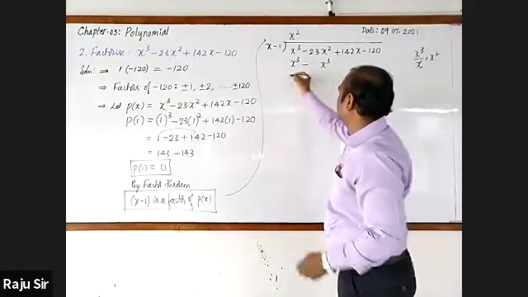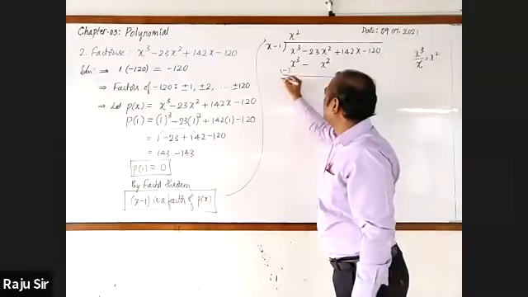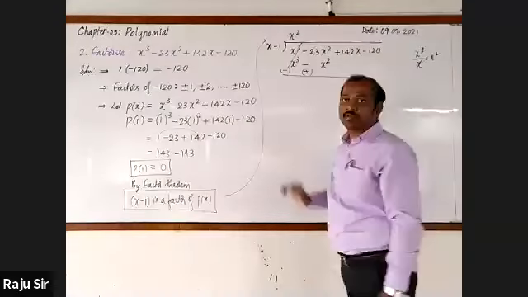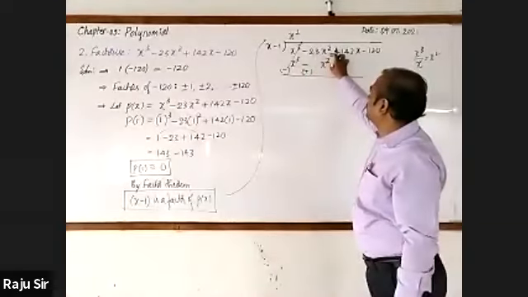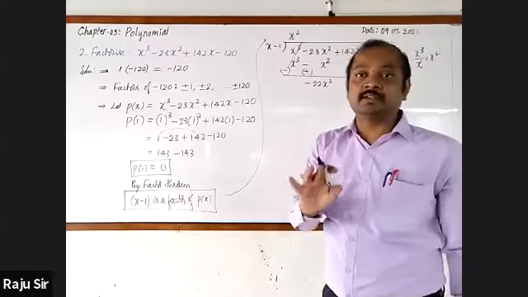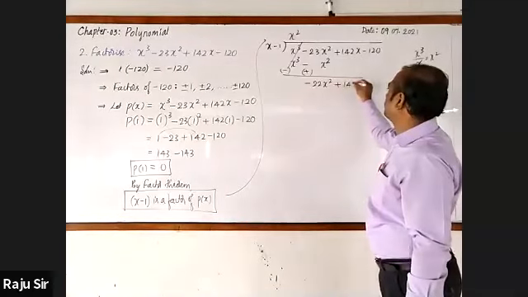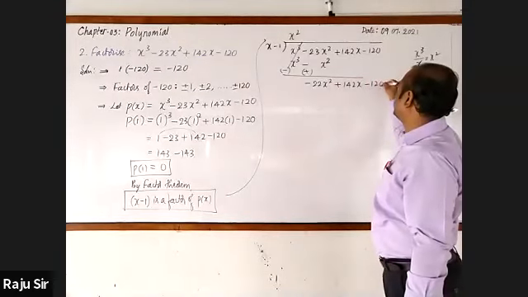Now let us go for x square. x square is there. Here it is minus and this is plus. The first term gets cancelled. Minus 23x square plus x square is minus 22x square. Plus 142x minus 120 as it is.